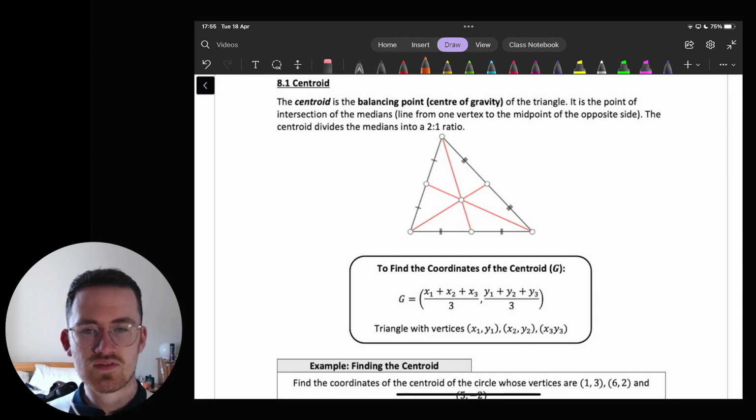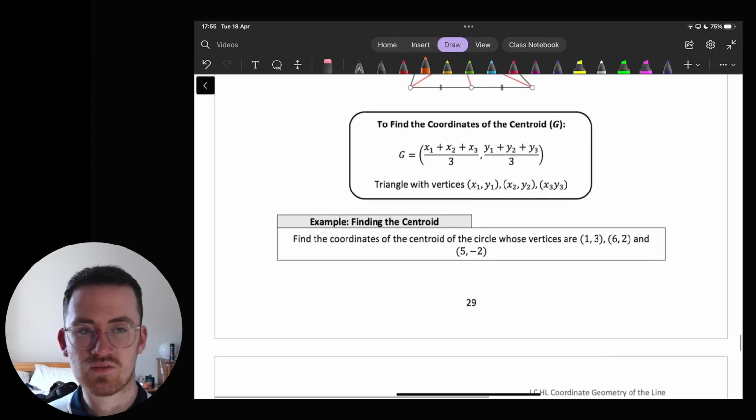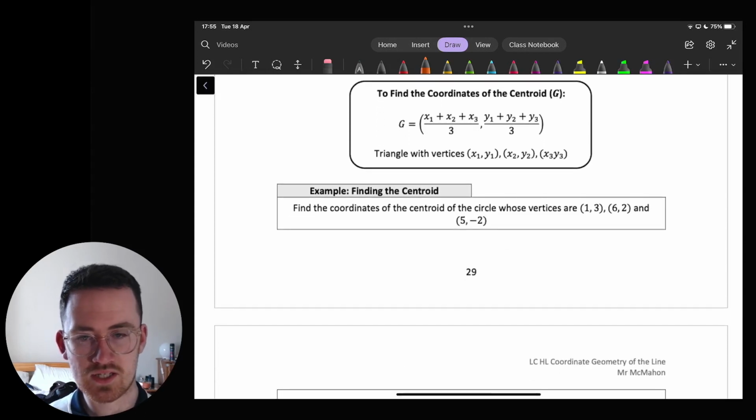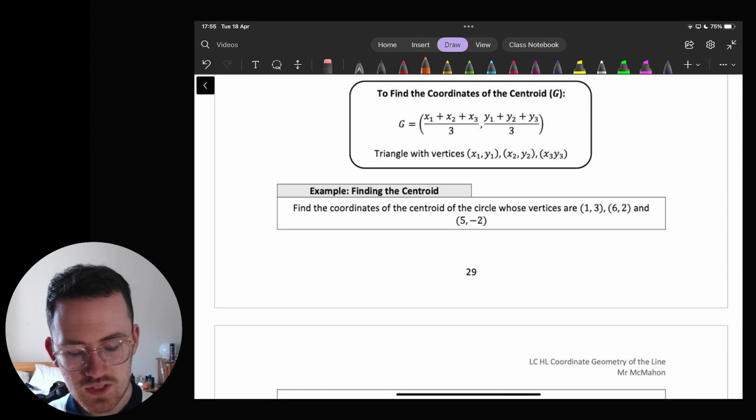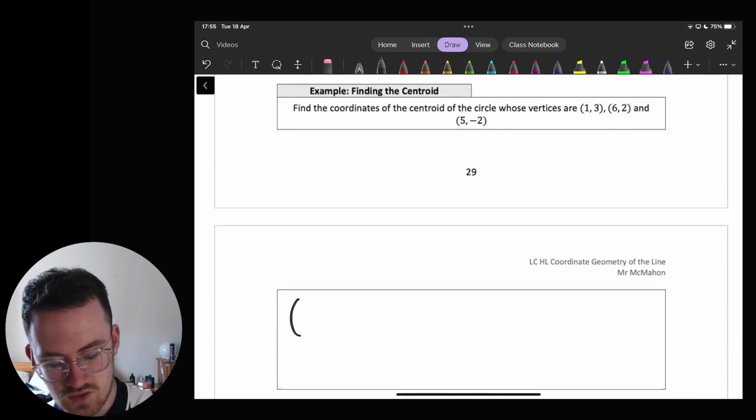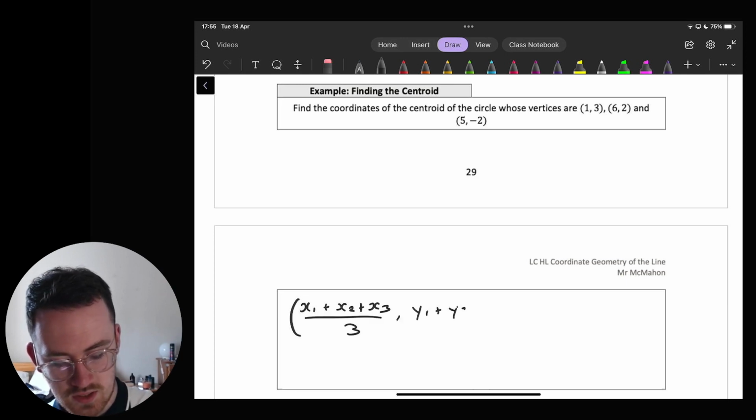So to find the coordinates of the centroid, we're lucky enough for this one that there's a simple formula that we use. The formula for the centroid is (x1 plus x2 plus x3) divided by 3, and then (y1 plus y2 plus y3) divided by 3. So it's an average of the x coordinates and an average of the y coordinates, for a triangle with vertices (x1, y1), (x2, y2), and so on. So if we're given the coordinates of the triangle, we can set out our formula of x1 plus x2 plus x3 over 3, y1 plus y2 plus y3 over 3.